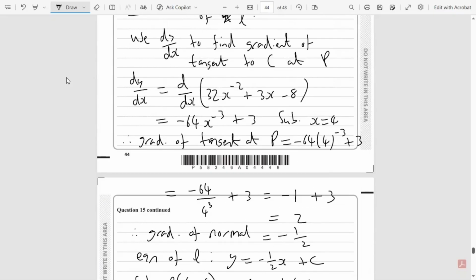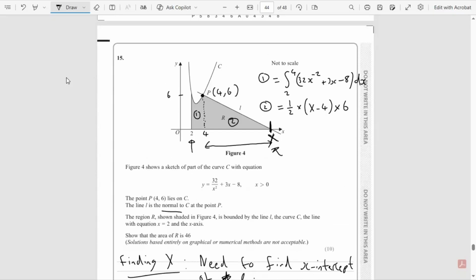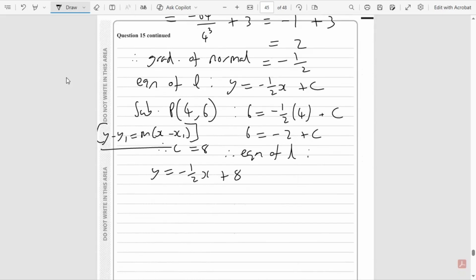So now again, we want to find this capital X there. The y value at this point is obviously 0, so let's sub in y equals 0. We end up with 0 is equal to minus a half x plus 8. If we move the half x over to the other side, half x is equal to 8, and then times by 2, x is equal to 16. So therefore this capital X value would be 16.